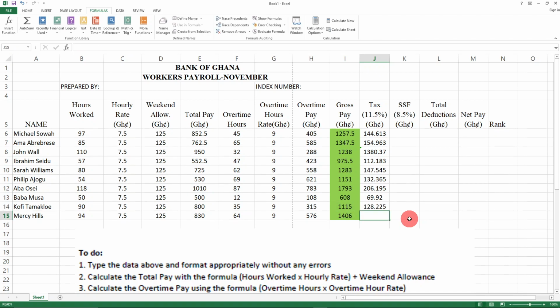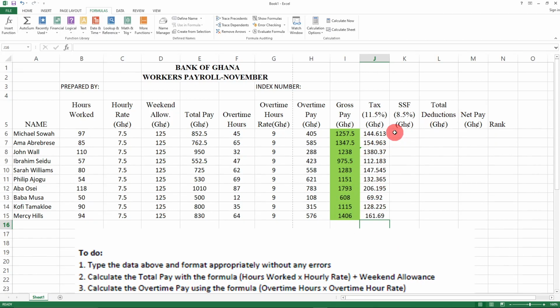The last one, Messi. Let's find out how much Messi is paying as tax. So I15. Messi's gross pay is 1,406. So times 11.5 divided by 100. So Messi too is paying 161.69 as tax.